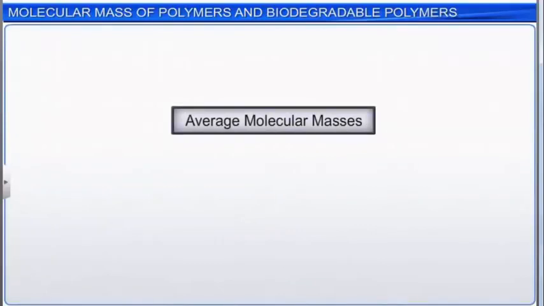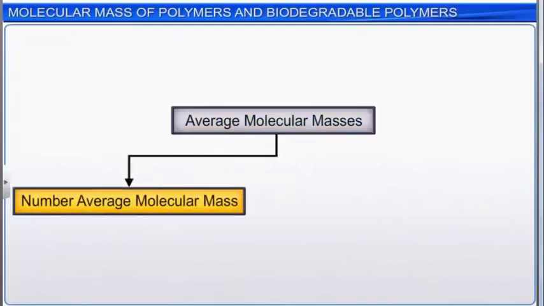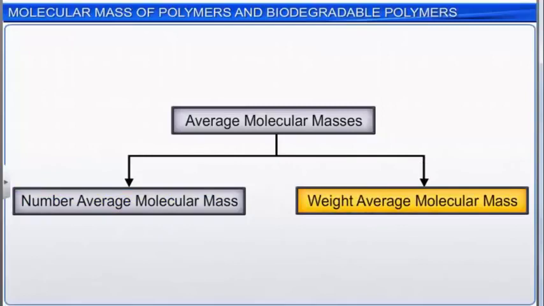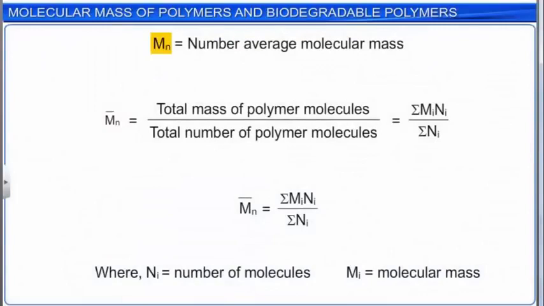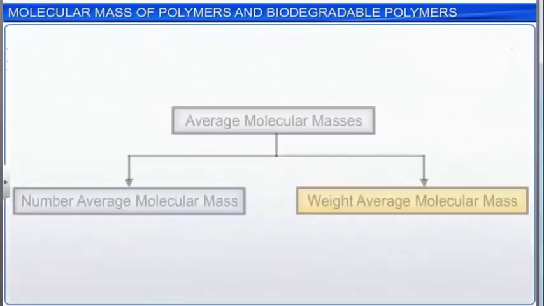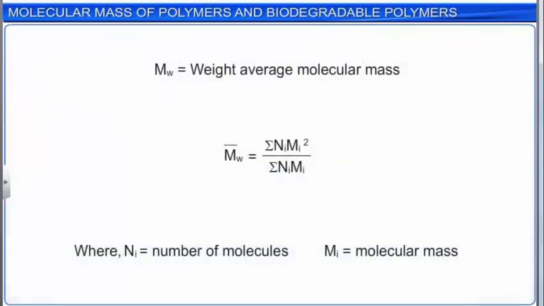We can calculate the average molecular mass in two ways: number average molecular mass and weight average molecular mass. Number average molecular mass Mn is essentially an arithmetic mean. To calculate number average molecular mass, find the total mass of polymer molecules and divide it by the total number of polymer molecules. Weight average molecular mass is indicated by Mw. The formula to calculate Mw is given here.